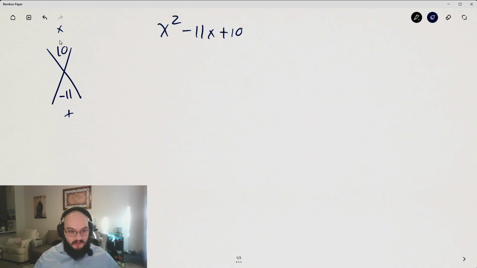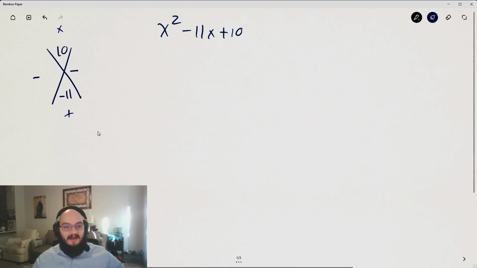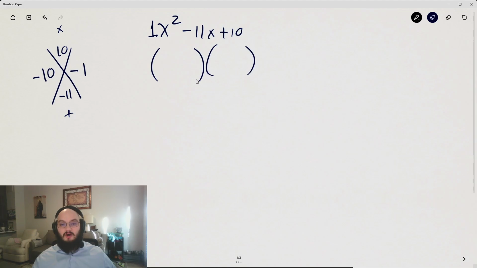So we need two negative numbers that multiply to make 10, add together to make negative 11, and those two numbers are going to be negative 10 and negative 1. Again, we have a nice quadratic here where our a value is equal to 1, so we can use our key numbers directly to make our factors. And plug in x at the beginning, and there we go. There is our factored quadratic.